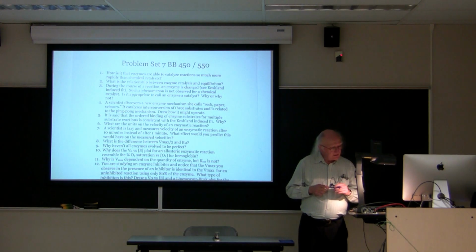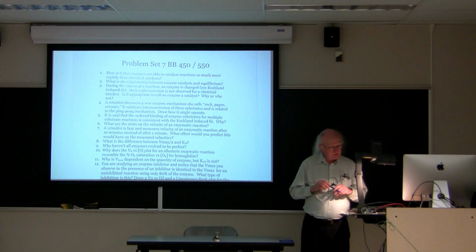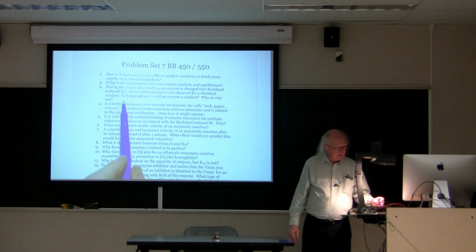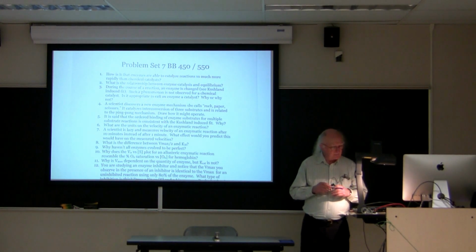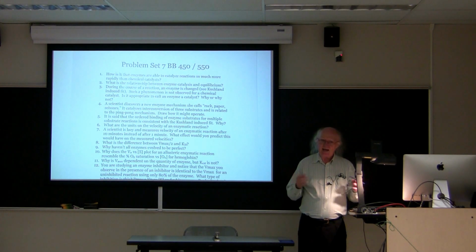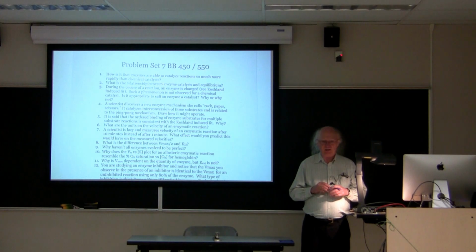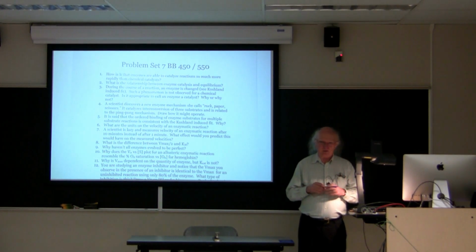Problem 3 says, during the course of a reaction, an enzyme is changed, see the Koshland induced fit, and such a phenomenon is not observed for a chemical catalyst. Therefore, is it appropriate to call an enzyme a catalyst? Why or why not? Well, the definition of a catalyst, of course, is that a catalyst is a molecule that speeds a reaction without itself being changed. An enzyme is speeding a reaction. And if it's transiently being changed, is it being changed? Well, the answer, of course, is that it's not being changed.